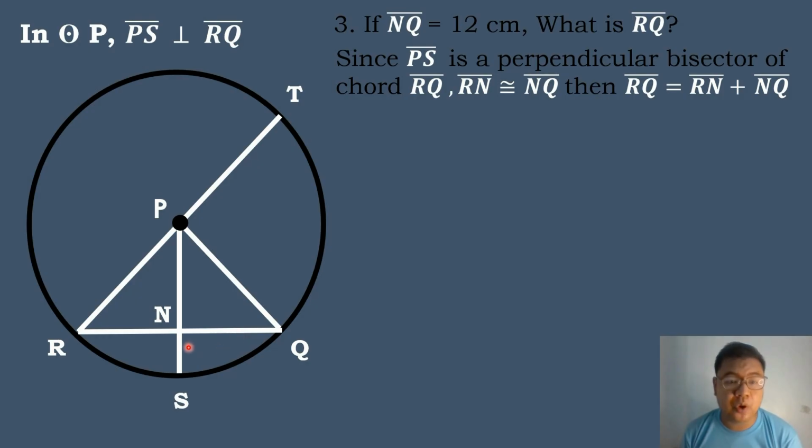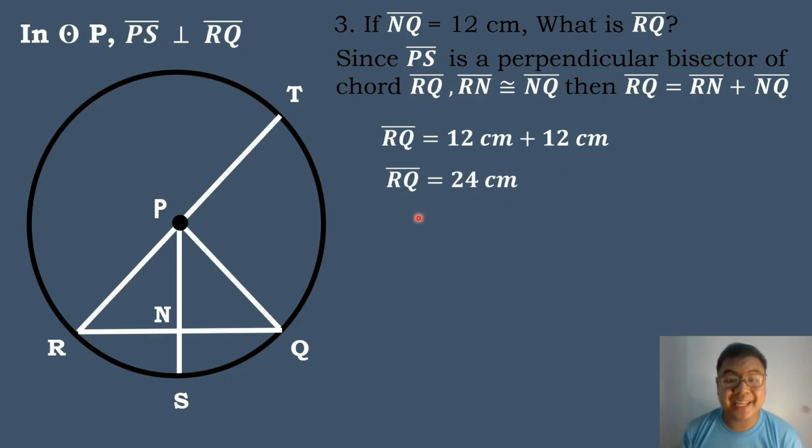So if the value of segment NQ is equal to 12 centimeters, then the value of segment RN is also equal to 12 centimeters. To get the measure of segment RQ, we will just add the measure of segment RN and the measure of segment NQ. So adding those two segments, we have 12 centimeters plus 12 centimeters is equal to 24 centimeters. So the measure of segment RQ is equal to 24 centimeters.